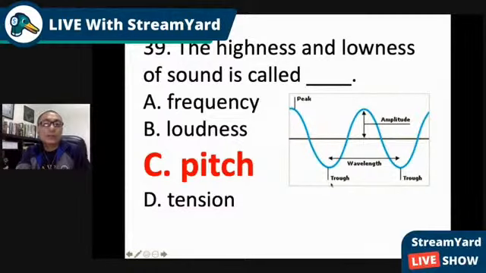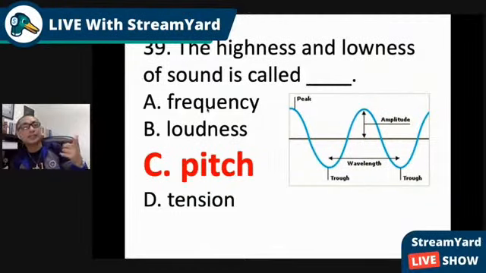Trough is the lowest point of the wave. Frequency is also similar to pitch. Some of you might argue that your answer is correct. Frequency is the number of waves in a particular time. Remember, a pitch is an example of frequency, but pitch is a term used for sound.